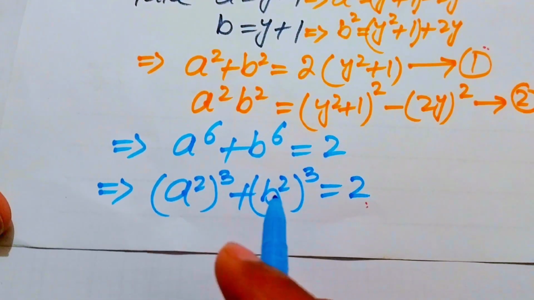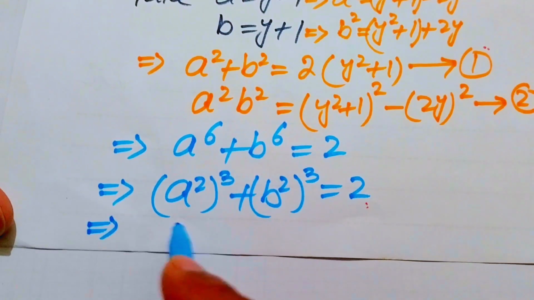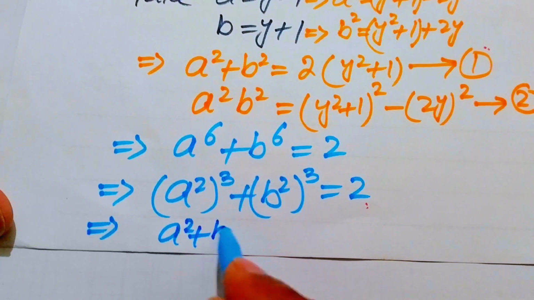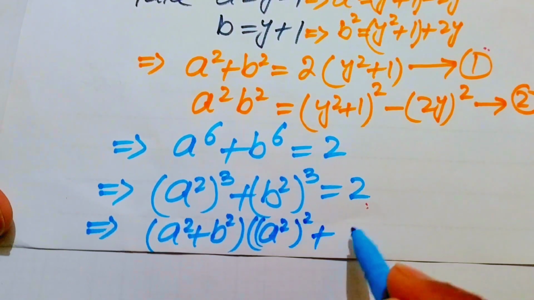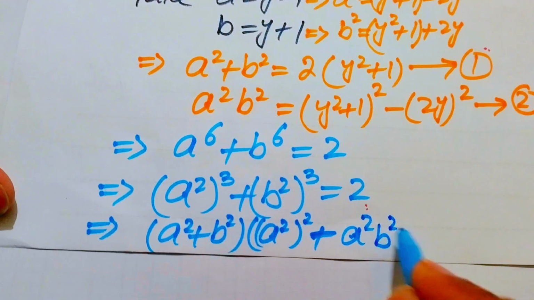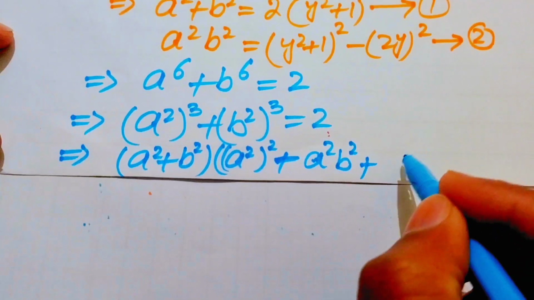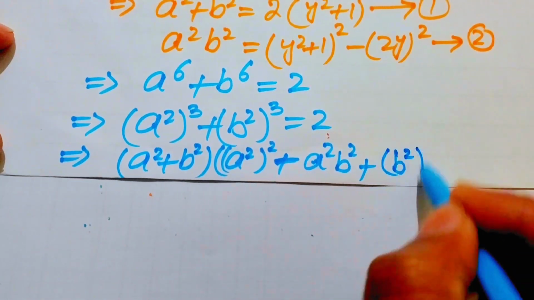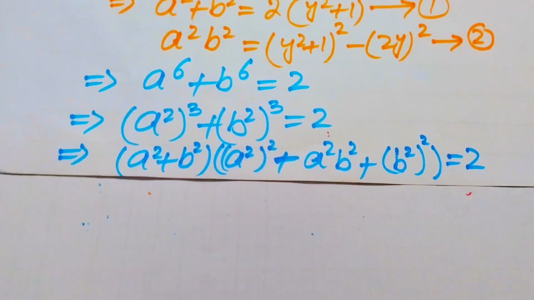And we open the cubic formula here, and you know that a cubed plus b cubed equals to a plus b times of a square plus b square minus ab. So our a is a square and our b is b square, and its whole square equals to 2.